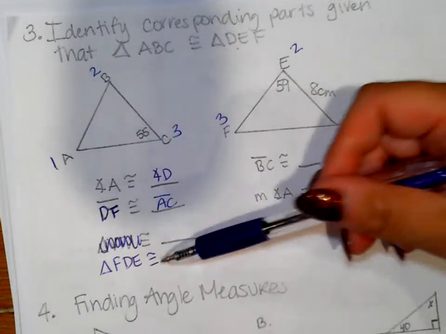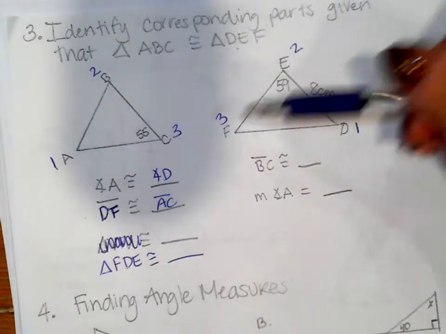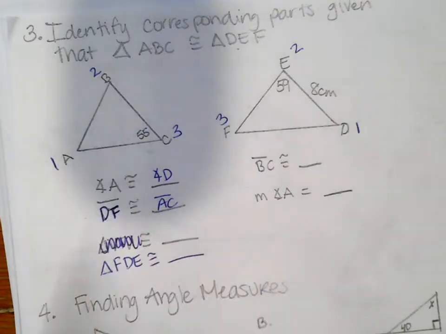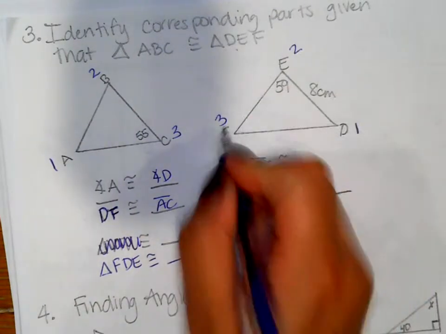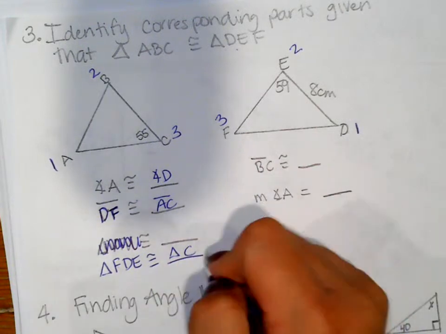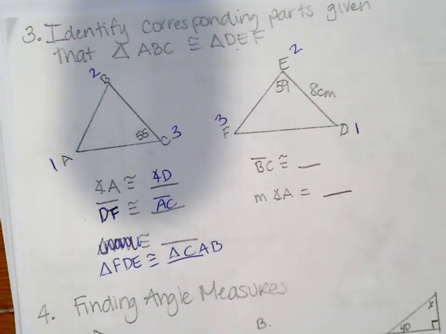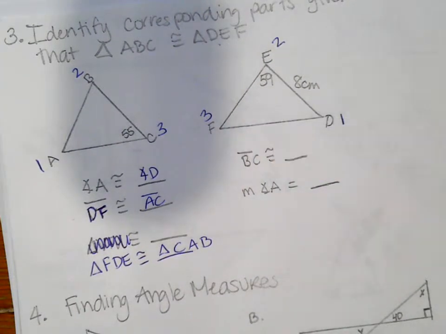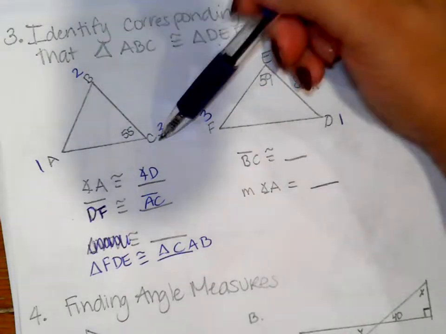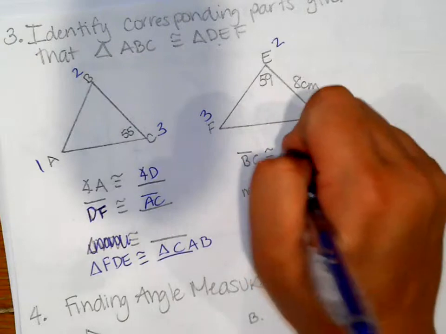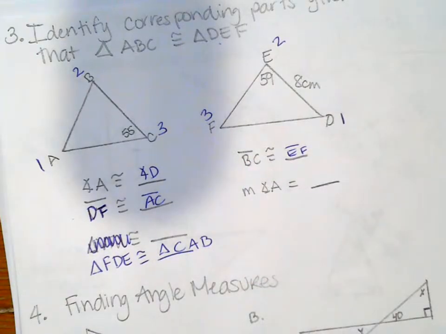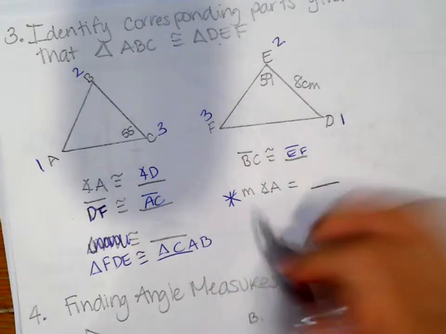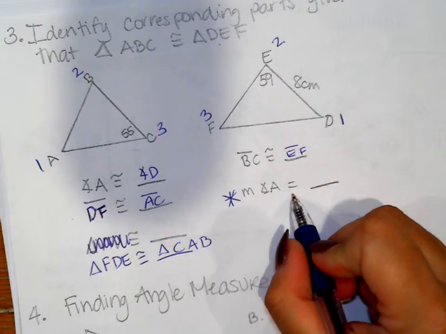All right, if I label this triangle FDE, then the congruent triangle has to be triangle CAB. You guys see how everything lines up? The line segment BC, I went from 2 to 3, so I know this has to be EF. And then this right here is your trick question, because it's not asking for congruency, it's asking for equal.